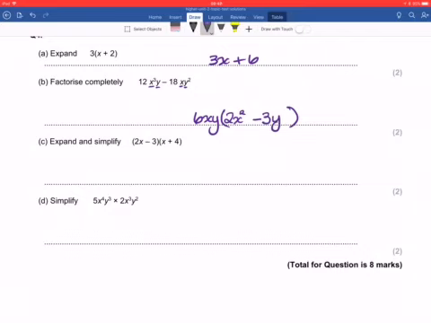Okay, exactly the same as before. 2x times x, 2x squared. 2x times plus 4, plus 8x. Minus 3 times x, minus 3x. Minus 3 times 4, minus 12.